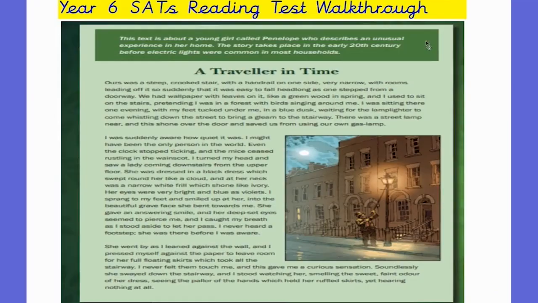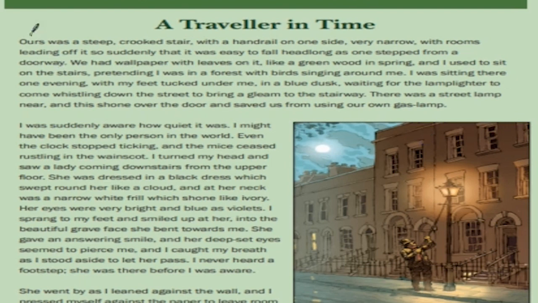So let's go back to the text. As I've said before, a tip for the test is that usually the first few questions will be about the first part of the text. So instead of having to look through the whole thing, you can just look at the beginning, because that's usually where the answers are for the first few questions. And we can see straight away that it says, 'Ours was a steep, crooked stair with a handrail on one side, very narrow, with rooms leading off it so suddenly that it was easy to fall headlong as one stepped from a doorway.'